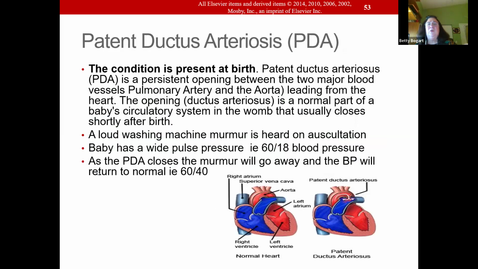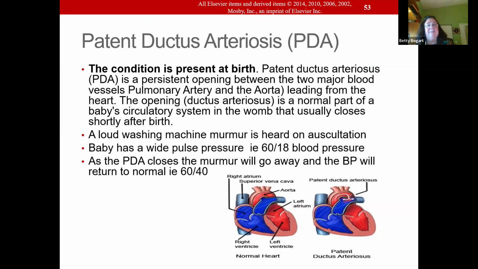You also, through their blood pressure, can tell you that it's open. What did I say? The normal blood pressure for a neonate, brand new, is born. It's usually 60/40, right? Well, look at the bottom number. It can be 18 if that duct is still open.